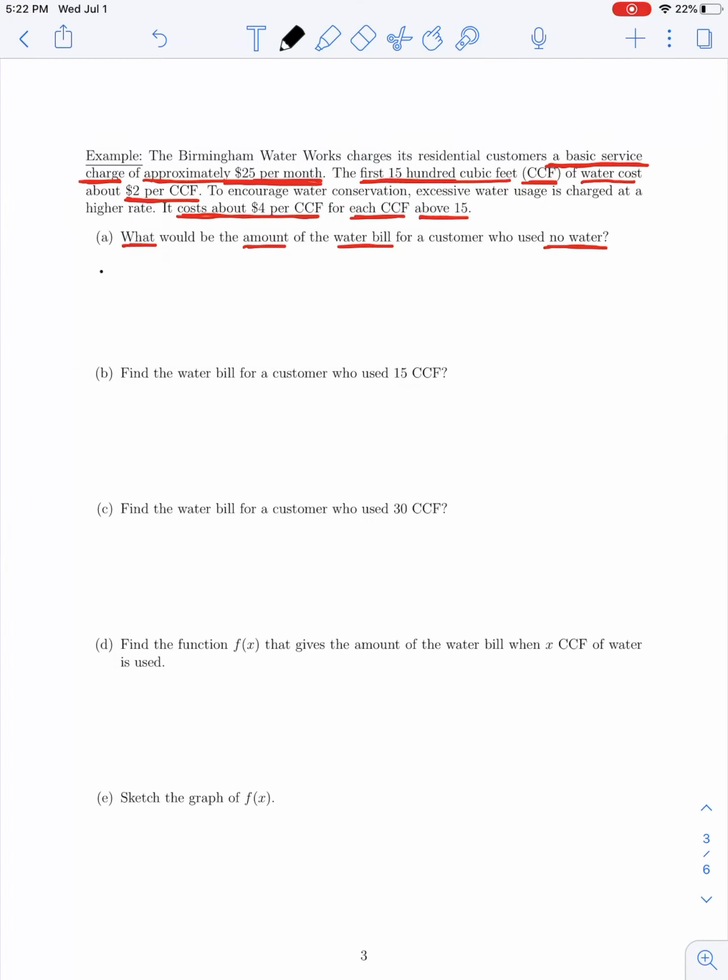So if we are using no water, our cost is $25. Now, in part B of this example, we are asked to find the water bill for a customer who uses 15 CCF, or 1,500 cubic feet.